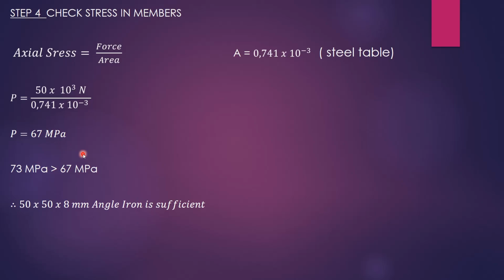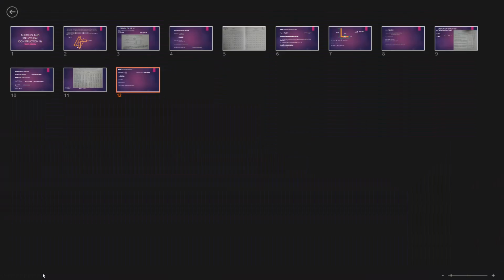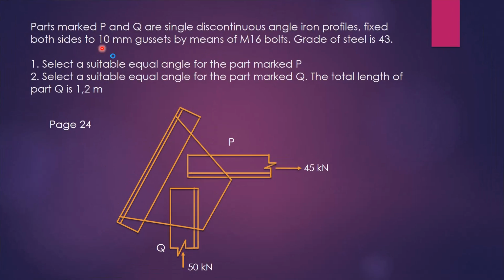So that's about it. We have designed our legs. If we go back to our equation, it means that P is 50 by 50 by 5, and Q is 50 by 50 by 8. So that's how we design a truss. I hope this lesson was of any assistance to you guys. That's about it. I will see you next time.